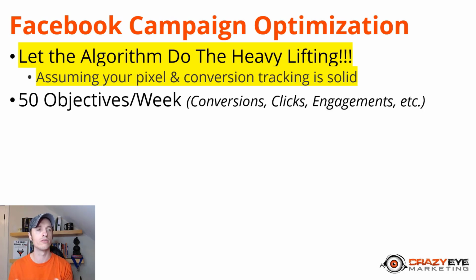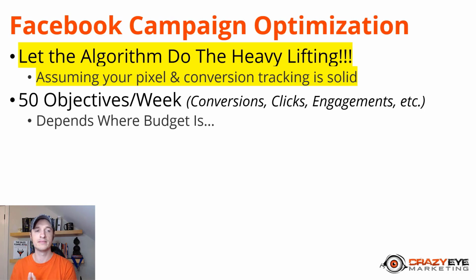Now, one way to work with their algorithm is to give it the 50 objectives per week. That's their standard. That means about 50 conversions per week. Typically, it's a conversion of some sort. This could be a view content, so they're viewing a page, or it could be a lead conversion event or a purchase conversion event, or whatever type of conversion you're going after in your advertising campaign. You need 50 of those objectives per week to feed the algorithm. You could also do clicks or engagements, but typically you're going after conversions, so that's where we'll focus here. So again, 50 conversions per week. That's how you feed the algorithm.